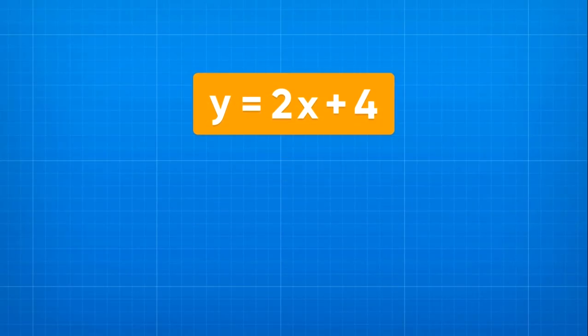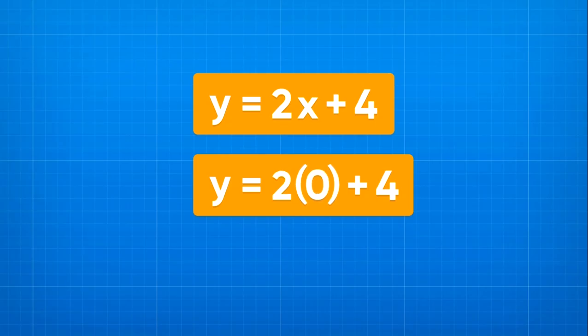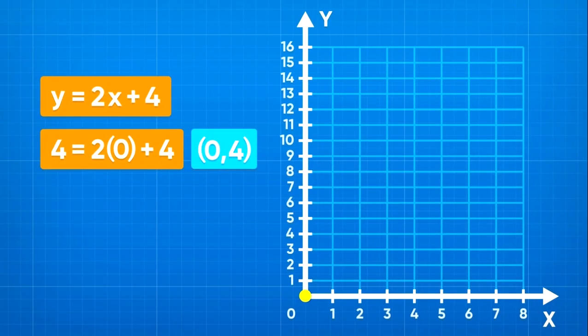Let me show you. If x equals 0, what would y be equal to? We could just plug in 0 for x. 2 times 0 is 0. Plus 4 is just 4. Very good. And if we combine these x and y values into an ordered pair, we have (0, 4), which we can put on the coordinate plane. Here is 0 on the x-axis, and then we go up to 4 on the y-axis.